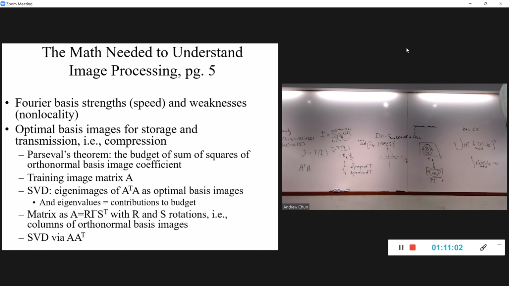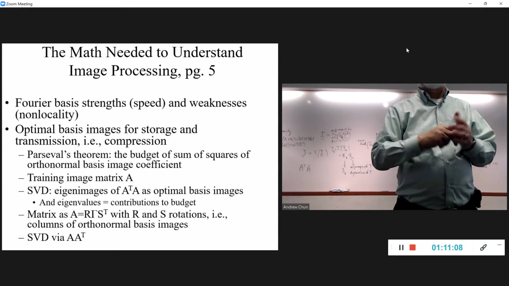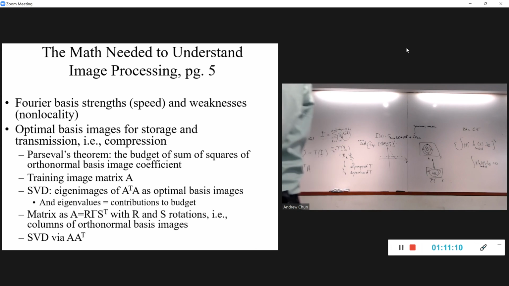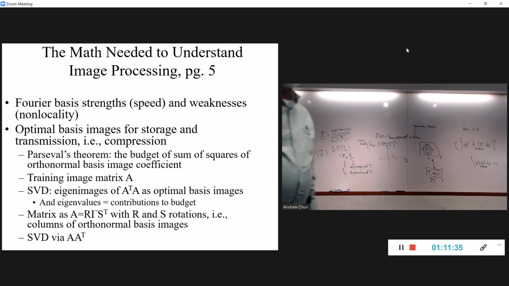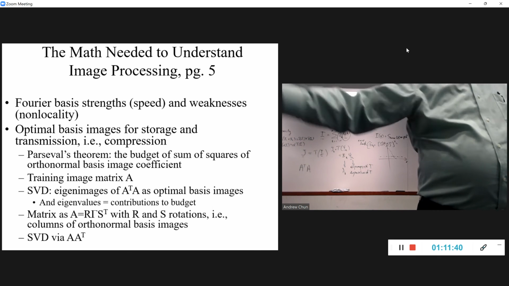You spend as much as possible on the first basis image, and that needs to be the first eigenimage, the one with the biggest eigenvalue. And we found a much computationally improved algorithm for computing these by operating on A A transpose when the number of training images was way smaller than the number of pixels or voxels in the image.